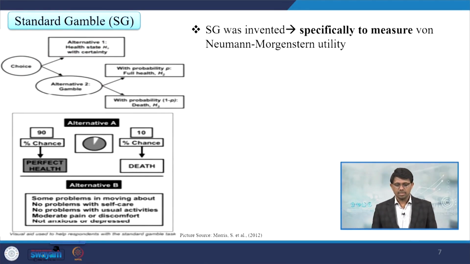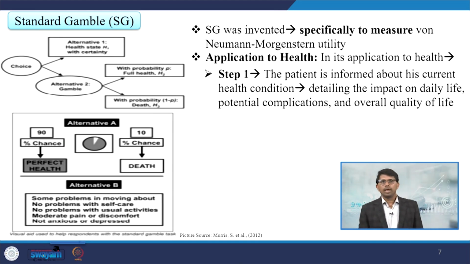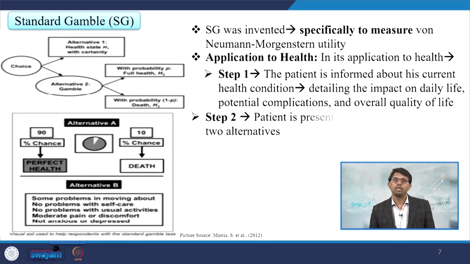Another is called the standard gamble technique. This SG was invented specifically to measure Von Neumann and Morgenstern utility. This is applicable to healthcare or health. There are steps involved to understand the standard gamble. In step 1, the patient is informed about his current health condition, detailing the impact on their daily life, potential complications, overall quality of life, etc.